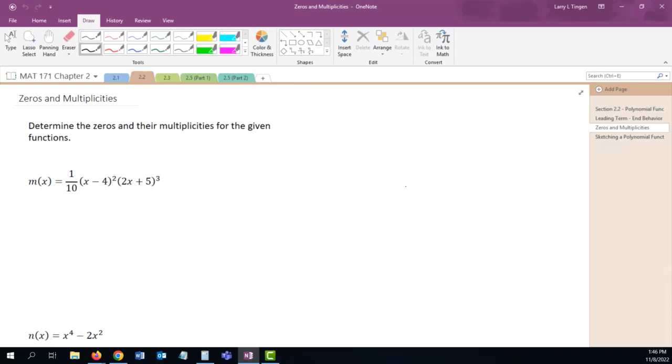So what's next? Determine the zeros and the multiplicities for the given functions. I got m of x is equal to 1/10 times quantity x minus 4 squared times quantity 2x plus 5 cubed. What are the factors of this problem? 1/10 is a factor. x minus 4 squared is a factor. And then 2x plus 5 cubed is a factor.